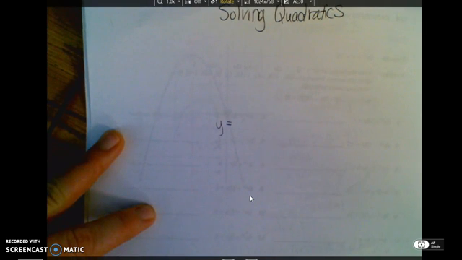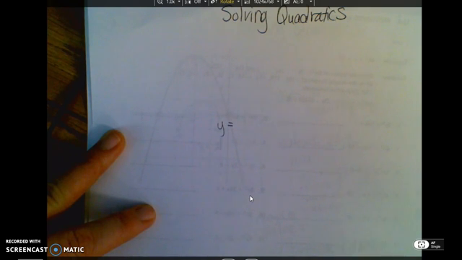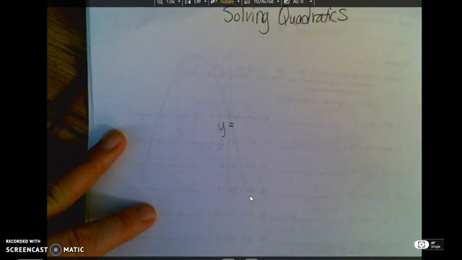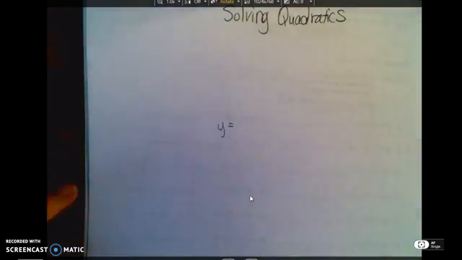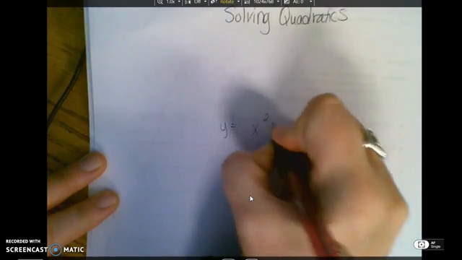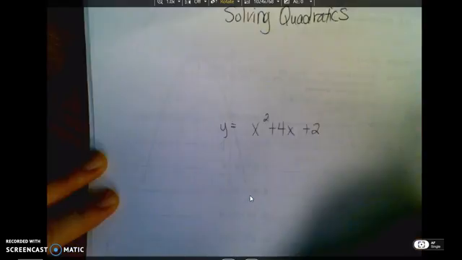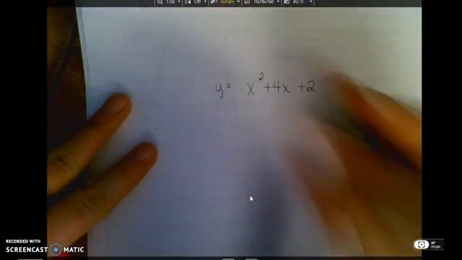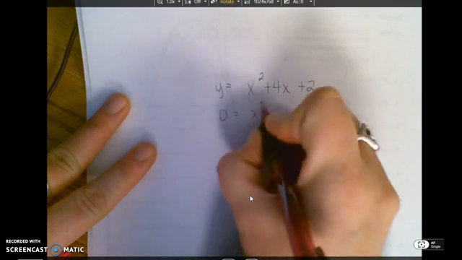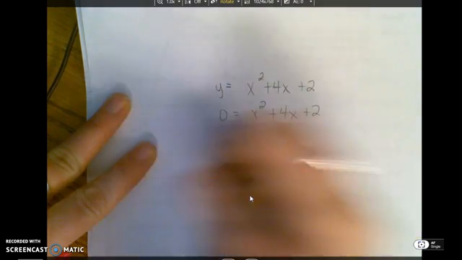Let's work maybe one more of these. So let's work y equals, let me check this one to see if I want to use it. Sorry, I typed the wrong thing. Okay, we will use this one. X squared plus 4x plus 2. Notice that it's not equal to 0, but when I'm solving, y needs to be 0. So all I do is make y 0.